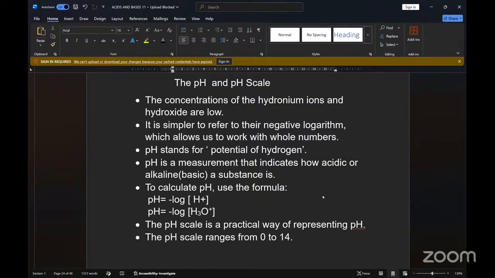Today's lesson is going to be a continuation of what we did previously, and this is two of two, okay? And that is acids and bases. The first section, we did it previously. We are ending it today.